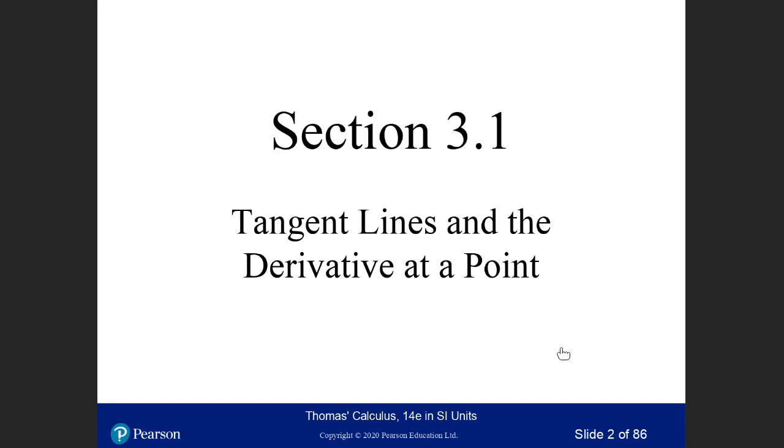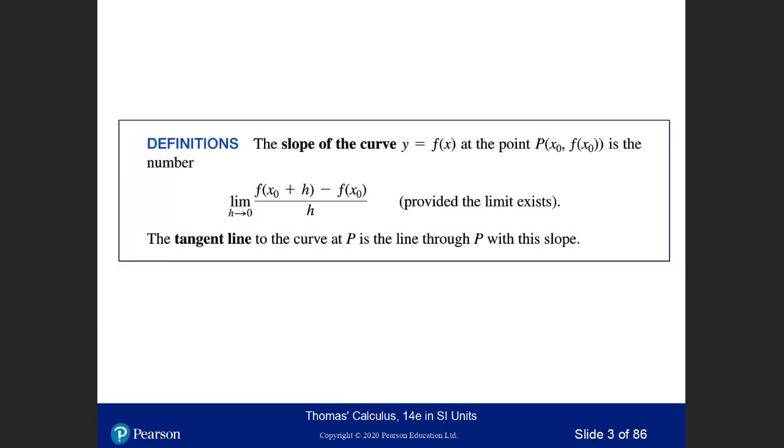Okay, tangent lines and the derivative at a point we are going to define right now. You know what a tangent line is. This is the definition of the slope of a curve y is equal to f of x at a particular point, that's x sub 0 and f of x sub 0. X sub 0 and y sub 0, you can say that too, because y sub 0 is equal to f of x sub 0.